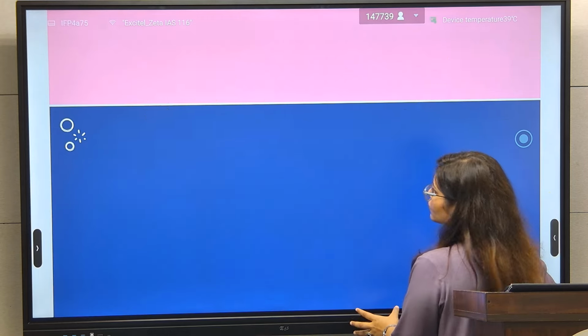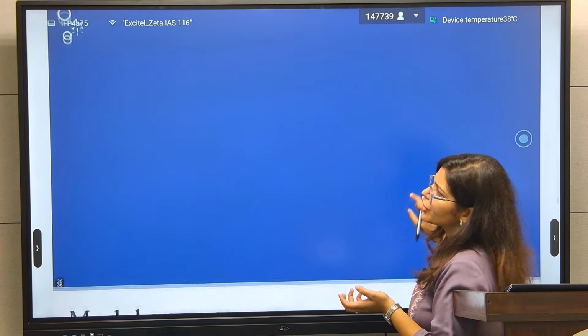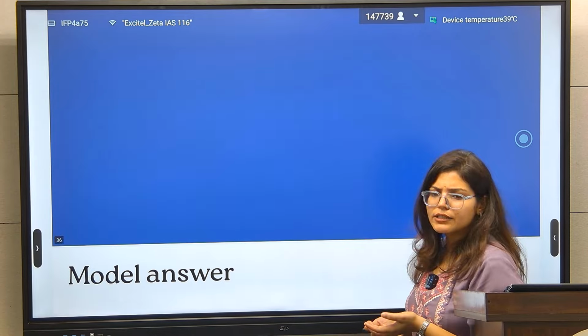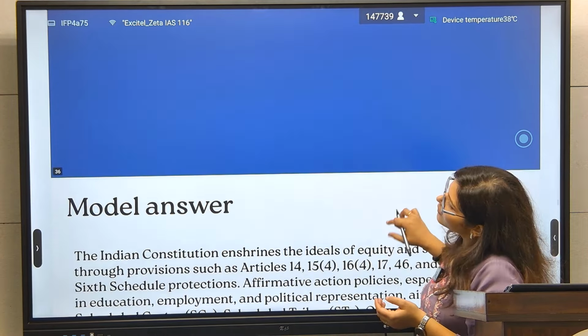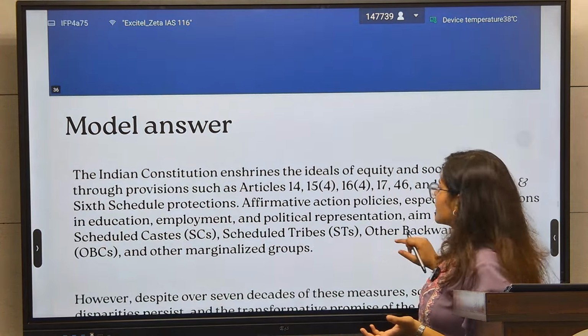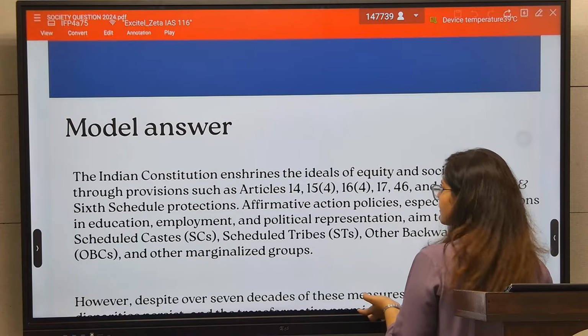In conclusion, you have to give some solutions: vocational training should be there, capacity building should be there, data-driven policy making should be there, so that every beneficiary is covered.